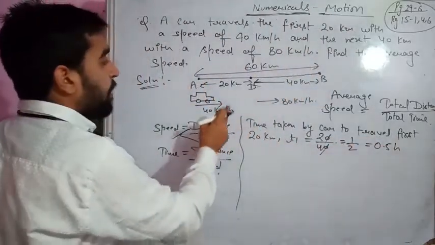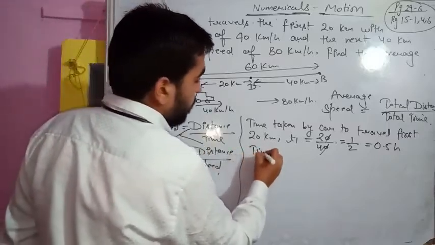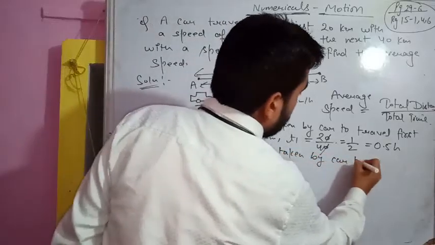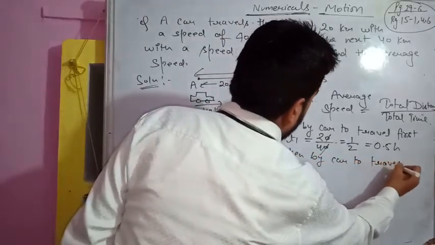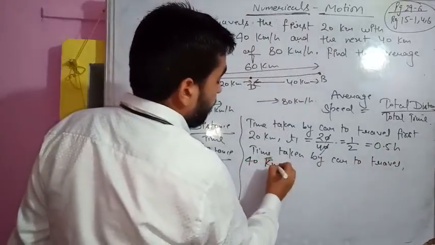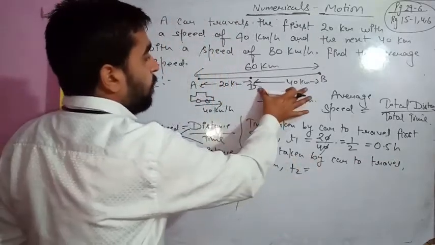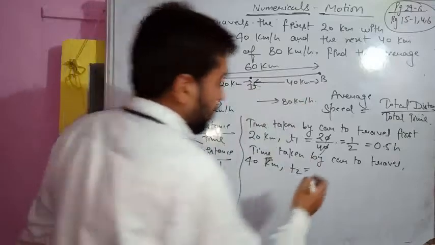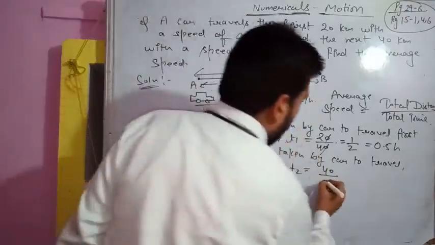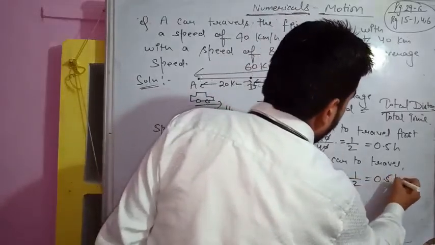This was in kilometer per hour, in kilometer. So 0.5 hours. Now, similarly, calculate the time taken by the car to travel 40 kilometers further. Okay, 40 kilometers. So this will be denoted by T2 is equal to distance upon speed. What is the distance? 40. And what is the speed? That is 80. So 40 upon 80, that is also 1 upon 2 or 0.5 hours.